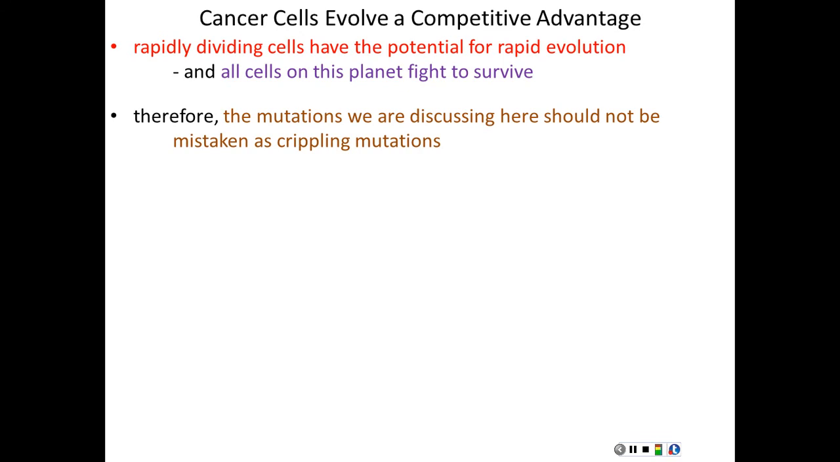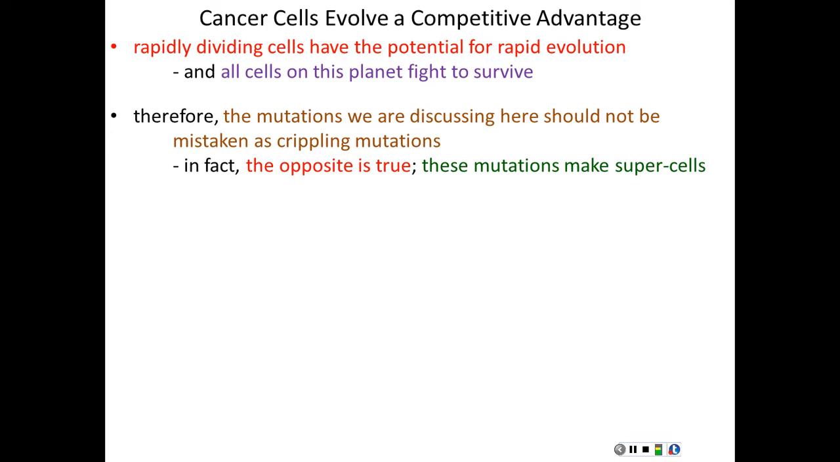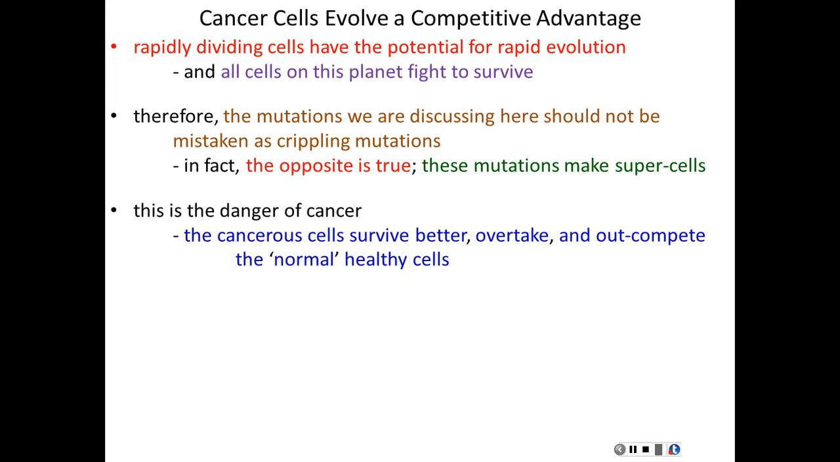But mutations that we are discussing here should not be mistaken as crippling mutations. Cancer cells are bad for us, but selfishly, asocially, cancer cells are great for themselves. In fact, cancer mutations make cancer cells supercells, and that is the danger of cancer. Cancer cells survive better. They are invasive. They are outcompeting. They can overtake and outperform normal, healthy cells surrounding them.